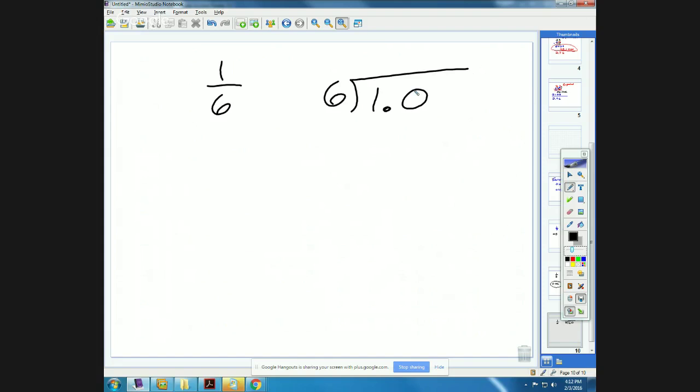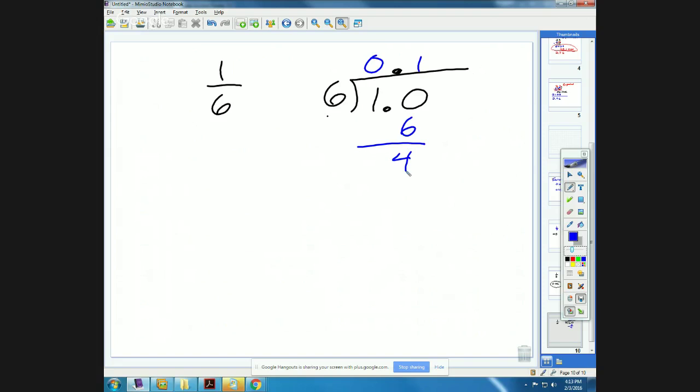So what's the rule for division with decimals? The divisor has to be a whole number. Is my divisor a whole number? Yes. So that means I know where the decimal goes in the answer. The dividend tells me that. All right, so 6 goes into 1 0 times, 6 goes into 10 once. 1 times 6 is 6. Subtract, I get a 4.